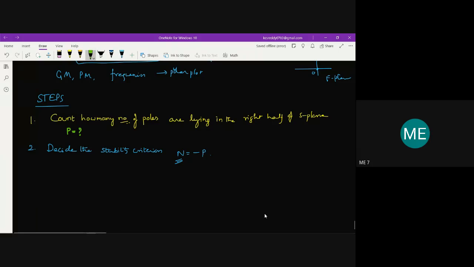Next, third one: select the Nyquist path as per the function. That's what we have done now. Select the Nyquist path in the S plane.